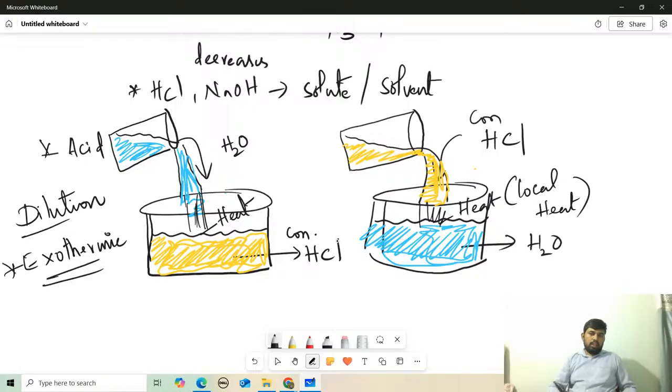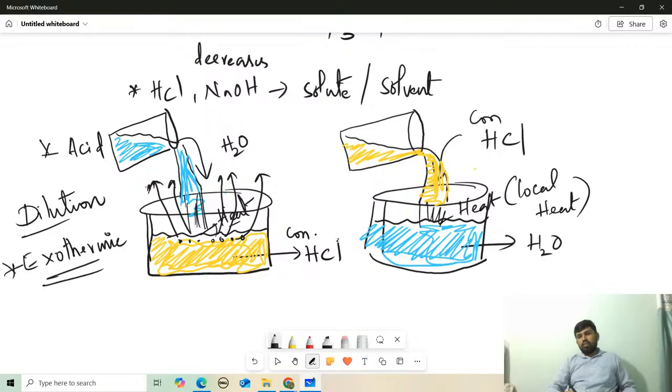Local heat. Now suppose we are pouring water, heat is produced. So this heat will be transferred to the next acid molecules. Here acid molecules are there, no? Because of heat, these acid molecules will splash out upside, and they may cause burns.